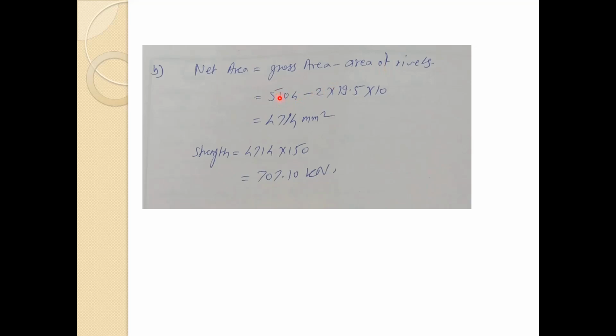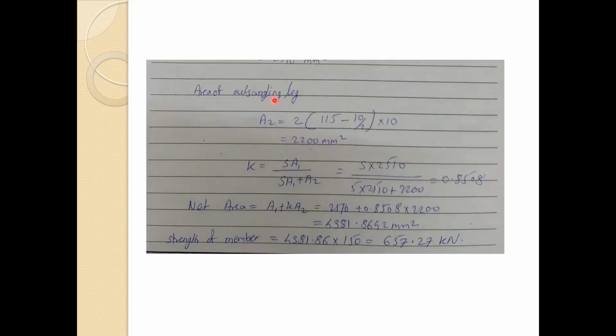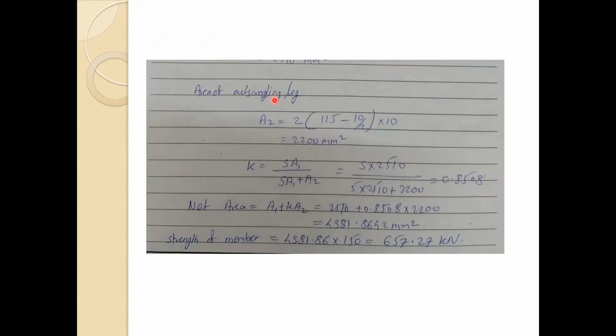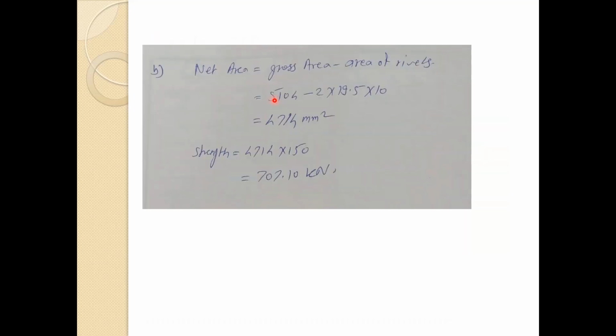So we have this gross area, 5104, minus 2 into 19.5 into 10, so that becomes 4714 mm square. The strength of the member is 4714 into 150, that is 707.10 kilonewton. So this is the second case.